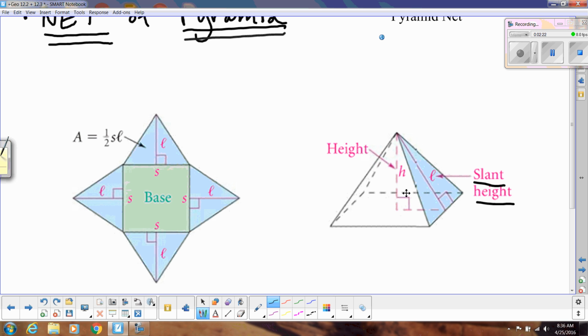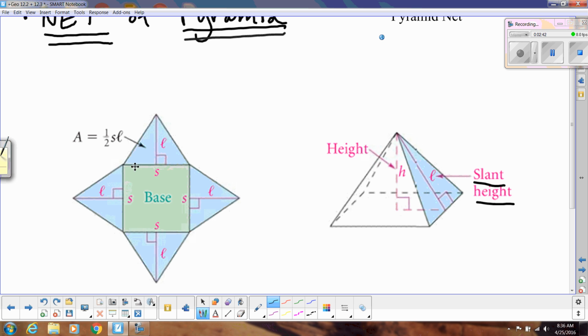So the other thing I said was the altitude. So when we call height, or H, we're referring to the height of the pyramid. So the two different heights, H is the height of the whole pyramid, and slant height, L, is the height of the triangular faces. Okay, so now let's go back to the formula.